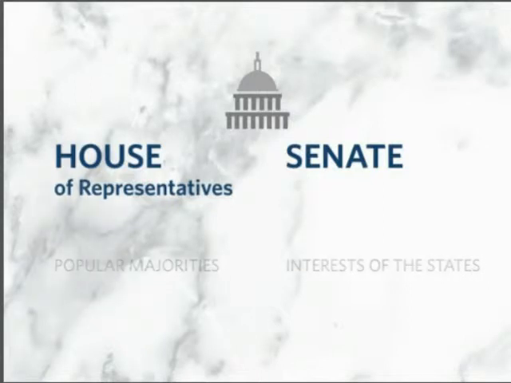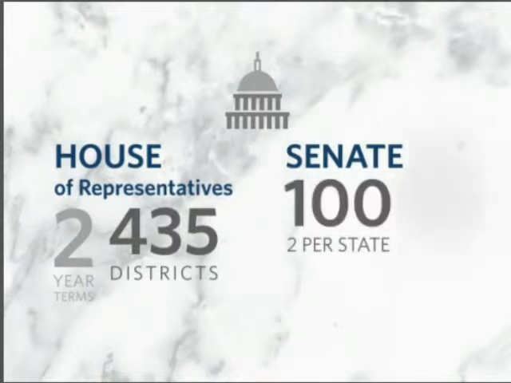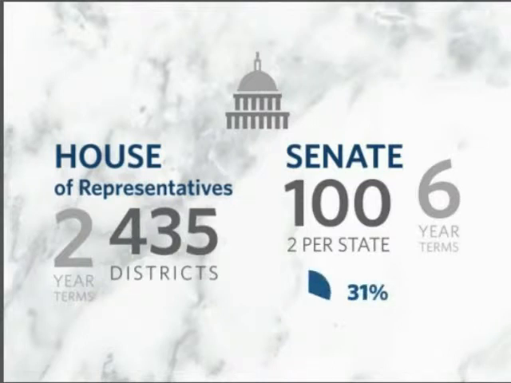Our system currently provides for a 2-year term of office for House members from the 435 population-based districts. In the Senate, voters of each state elect 2 senators who serve 6-year terms that overlap, such that only 1/3 of the chamber is up for election in any given election cycle.